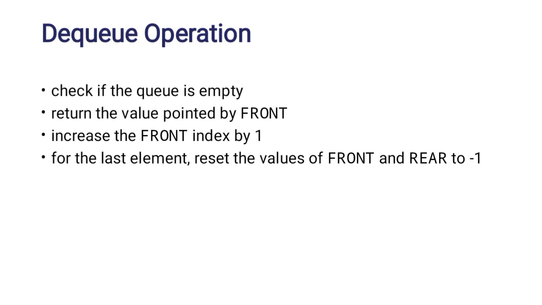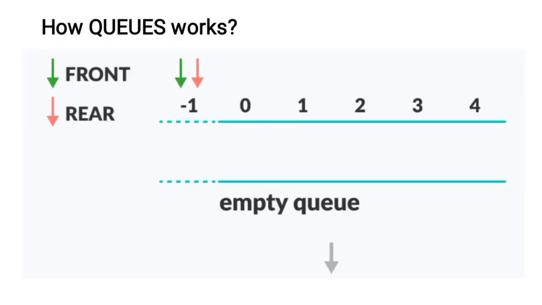For the last element, reset the values of front and rear to -1. It means that if you lastly remove the last element that is in the queue, the value of front and rear will be set to -1, representing that the queue is now empty. Then let's understand how a queue works. Initially, front and rear will be equal to -1.